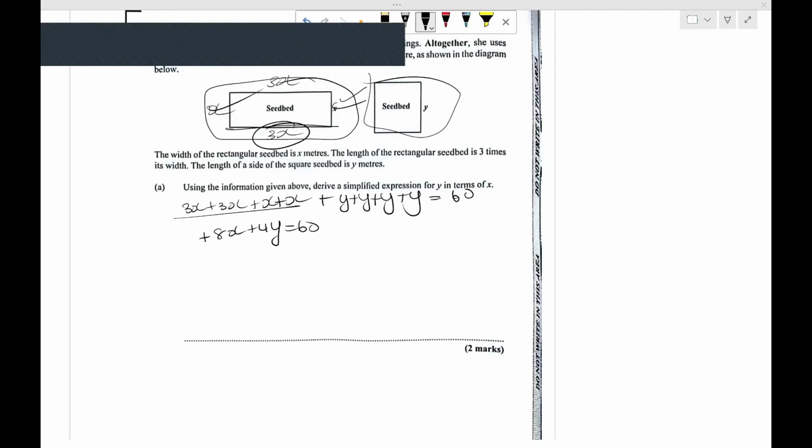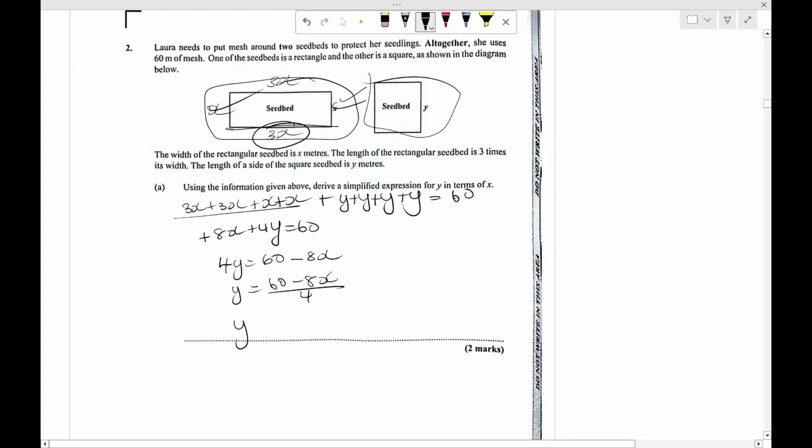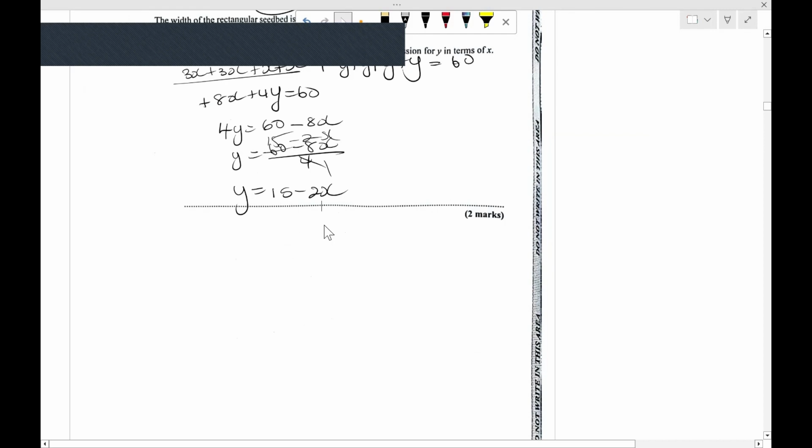Okay, so back to what I was doing. So we have 4y is equal to 60. We carry the 8 over, it becomes minus 8x. 4 is being multiplied, that goes over, it becomes division, right? So y is equal to, we have to divide the two parts of the numerator. 4 into 4, 1. 4 into 60, that's 15. 4 into 8 is 2. Right? So y is equal to 15 minus 2x. Okay, so that was a lot of work for 2 marks, but it does go that way sometimes.